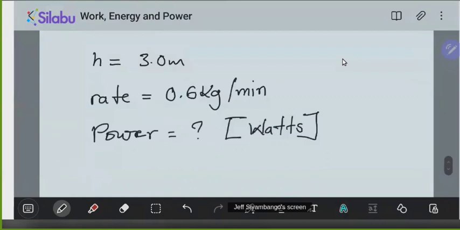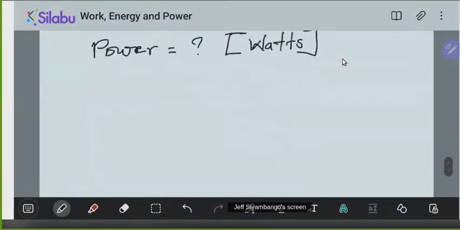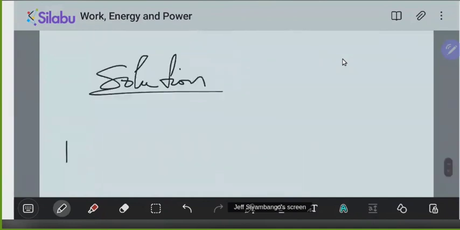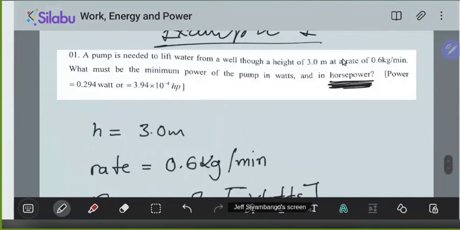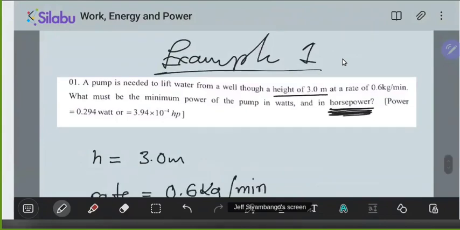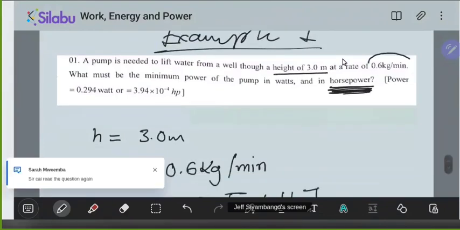Okay, so let us begin. We're looking for power. So we start with the basics. What is power and how do we calculate power? By definition, power is work done over time. But what is happening in this case? They're saying that this is a pump and it is needed to lift water from a well through a height of 3 meters. Okay, so we're lifting water. And if we're going to lift water, we are lifting the water vertically upwards. The water is being lifted at this rate, 0.6 kgs per minute.